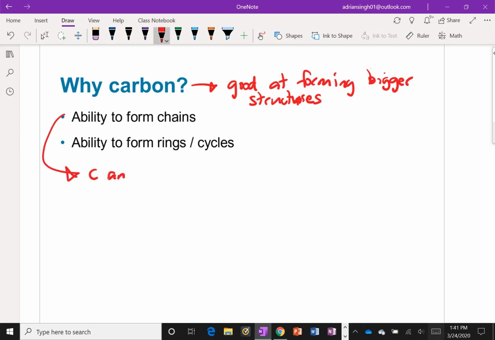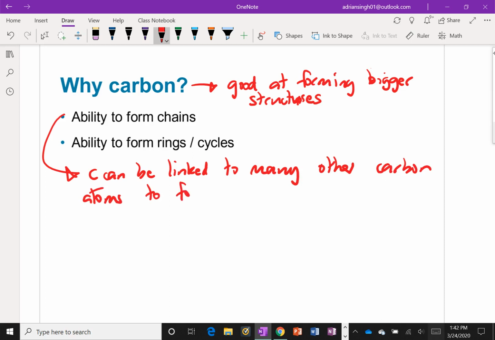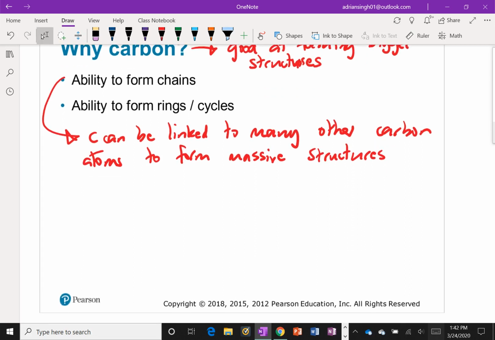So carbon can be linked to itself many times, I should say, linked to other carbon atoms, many other carbon atoms, to form massive structures. And massive here is a relative term. So they can form chains, just like if you have a normal chain, you're just linking one chain link to another one. Carbon can do that very easily.